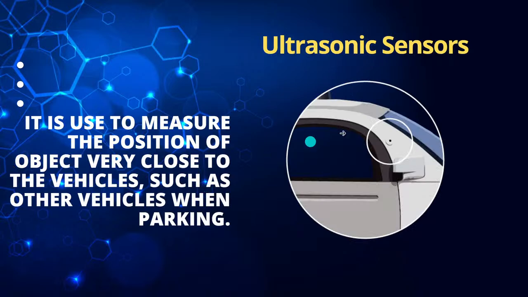Then ultrasonic sensors are used here to measure the position of objects very close to the vehicle, such as other vehicles when parking. So in a parking space, when the vehicles are too close, the ultrasonic sensor can be used for measuring the distance. Or in a traffic stop, when there is a red light and it's a crowded lane, then using ultrasonic sensors, the self-driving vehicle can detect any other vehicles on its side.